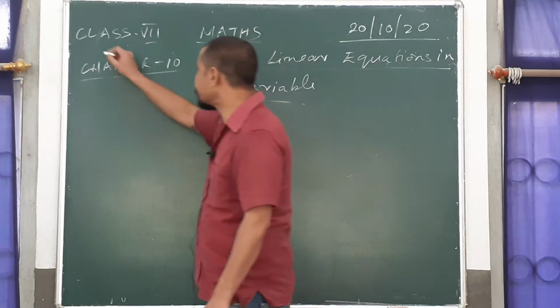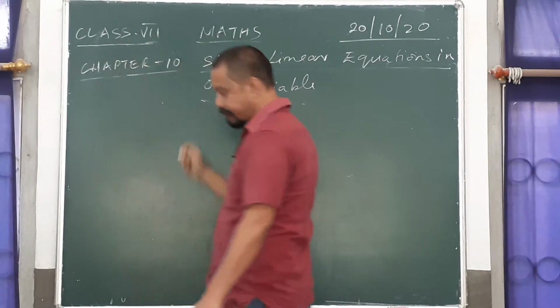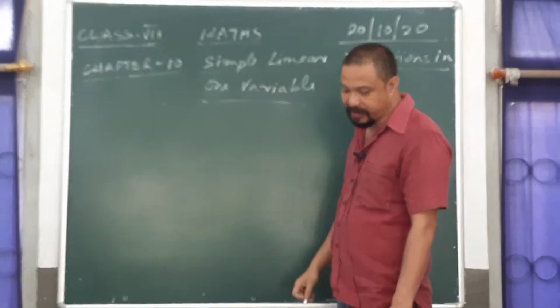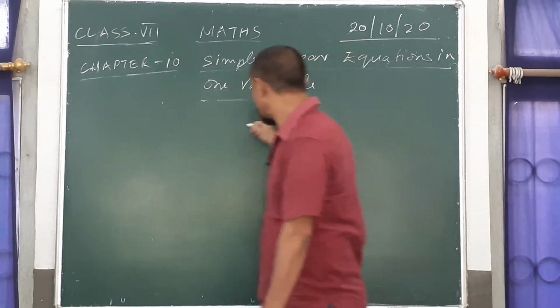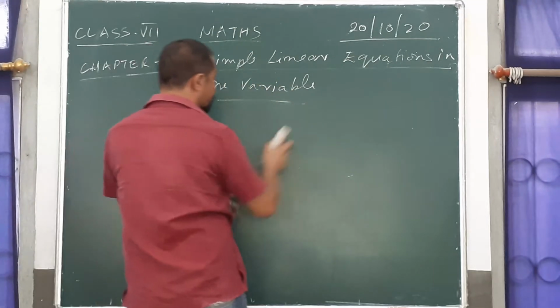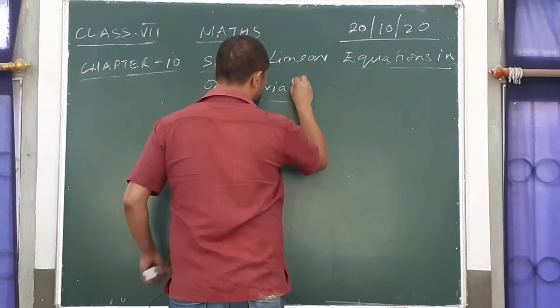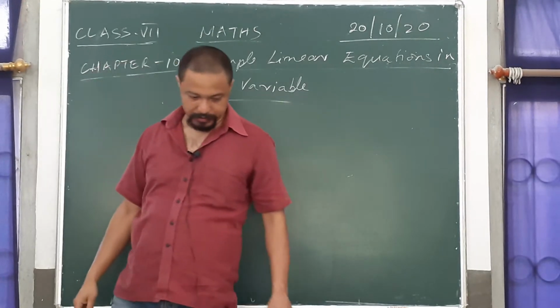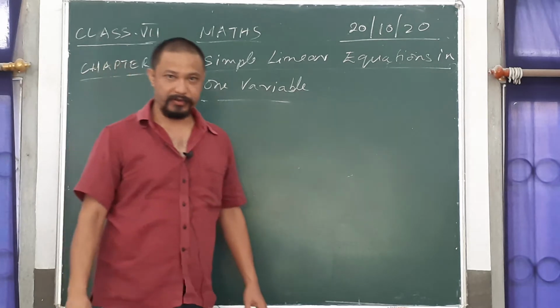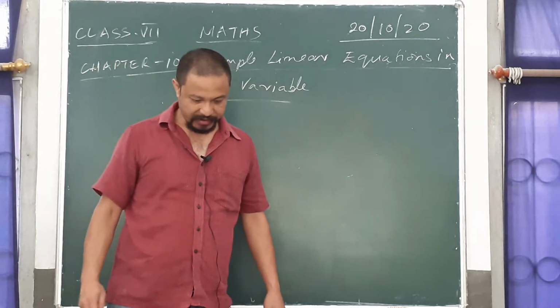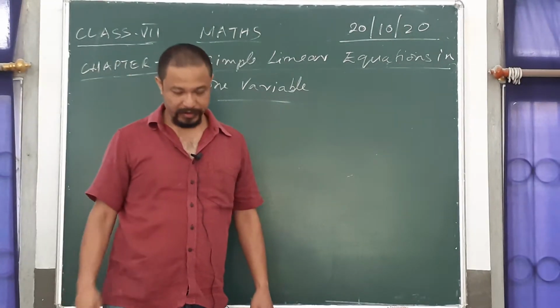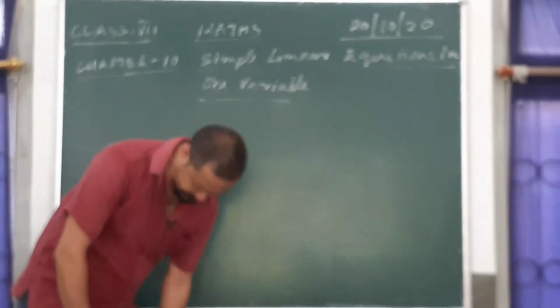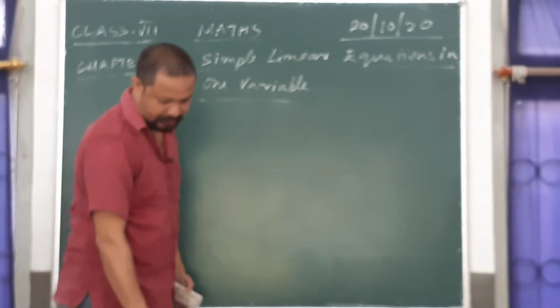Here we are again. Now we are going to do chapter 10. Name of the chapter is simple linear equations in one variable. Pardon my handwriting. Okay, now this is a continuation with algebra only. Simple concepts are there. I'm just going to explain a few, then we move on to sums if time permits us today. Right.